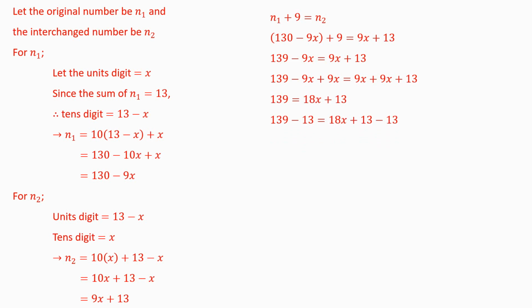We subtract 13 from both sides. We are left with 126 is equal to 18x, or rather 18x is equal to 126. So we divide both sides by 18 to obtain the value of x, and the value of x is equal to 7. We have been asked to find the original number, which is n1, and our n1 is 130 minus 9x, and so we substitute. n1 is equal to 130 minus 9 into 7, which is equal to 130 minus 63, and hence our n1 is equal to 67. If we had been asked to find the value of the interchanged number, or n2, we would have done the same thing, 9x plus 13, so you substitute the value of x by 7.